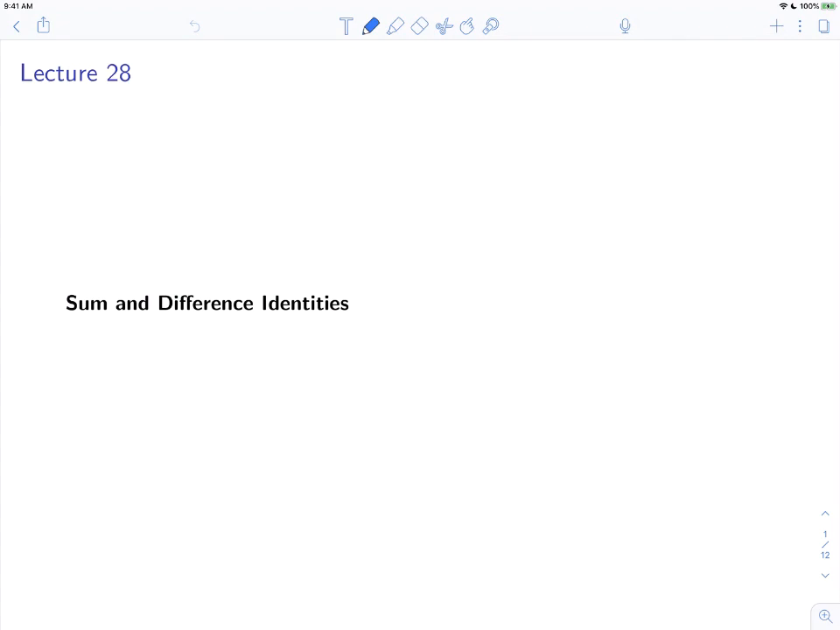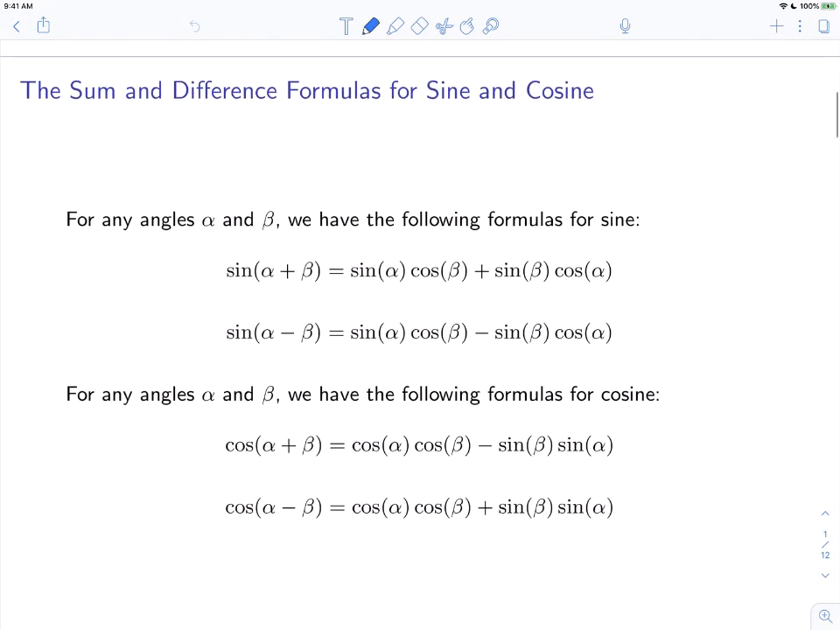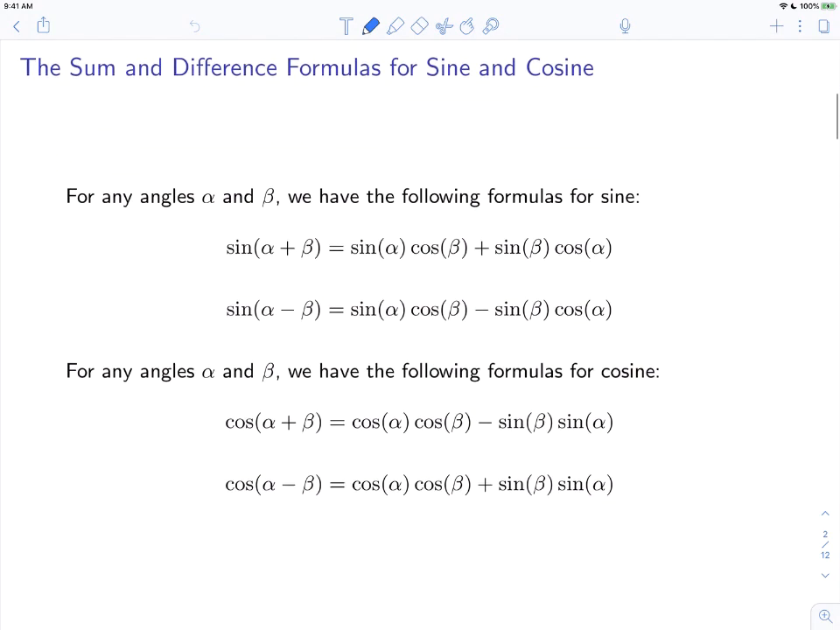In this video, we'll talk about the sum and difference identities for sine and cosine. The sum and difference formulas, or sum and difference identities for sine and cosine, are what you see here. We let alpha and beta be any angles. Then sine of alpha plus beta is sine of alpha times cosine of beta plus sine of beta times cosine of alpha.